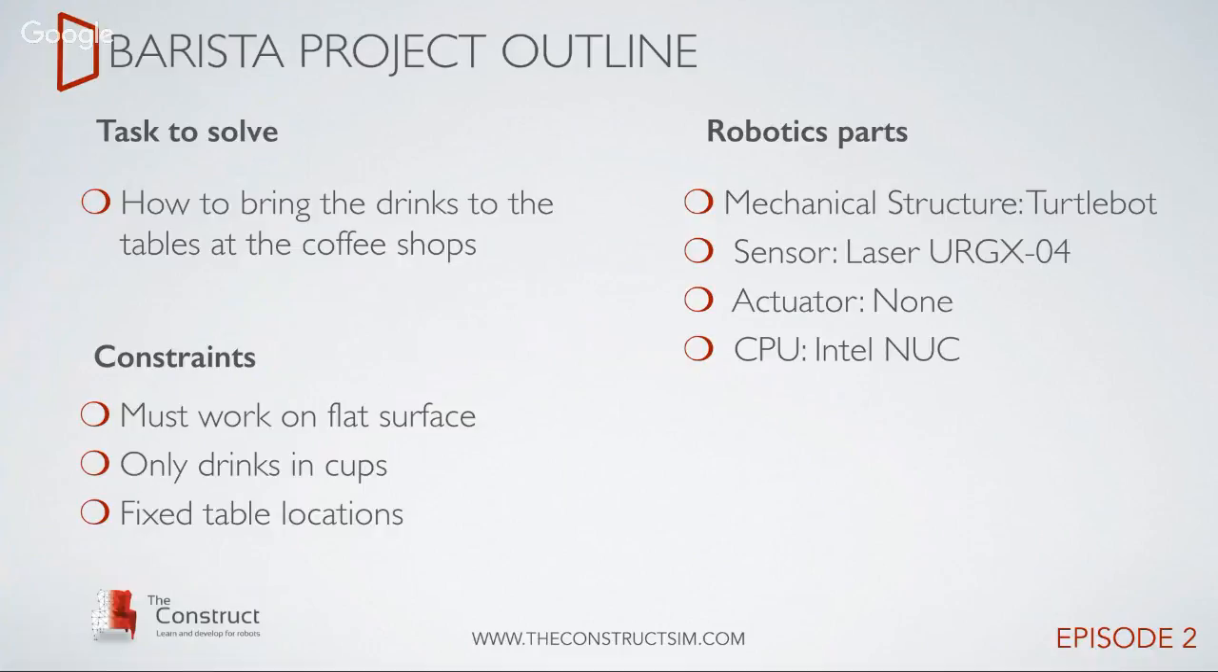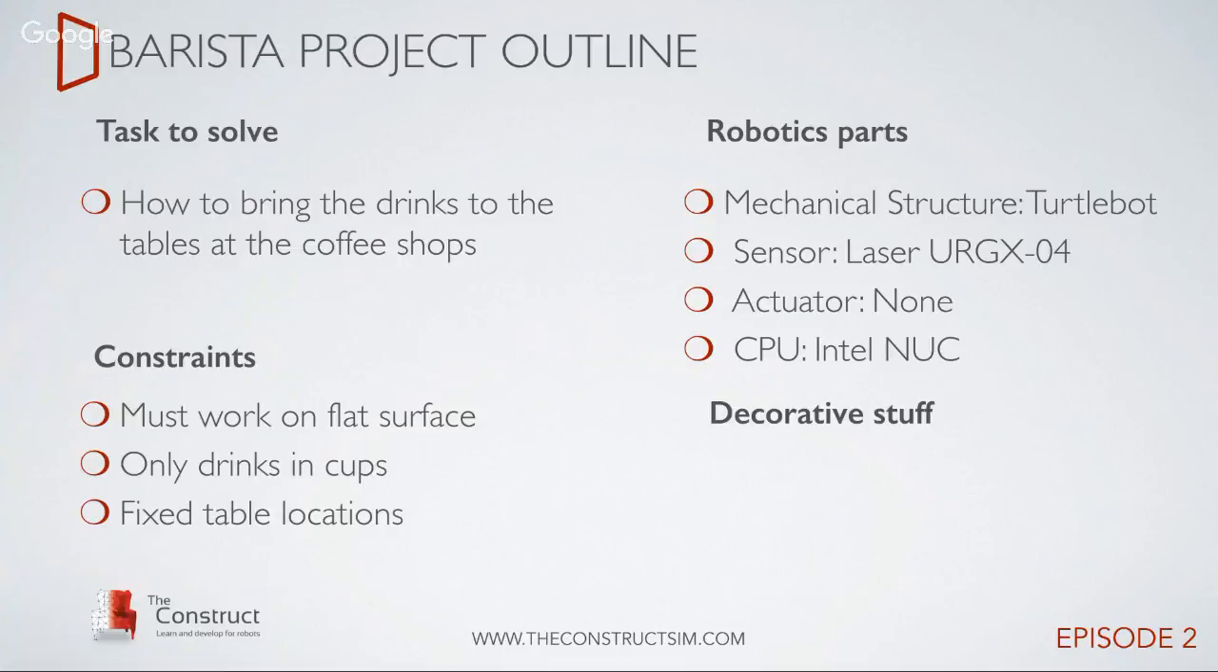That's the Turtlebot. Then the sensor laser. So we needed a laser in order to create the maps, navigate, avoid obstacles, and detect things. So that's the laser that we used. And as actuators, we needed no actuator because the robot just has to move from one place to another. And as a CPU, we selected the Intel NUC, a small computer.